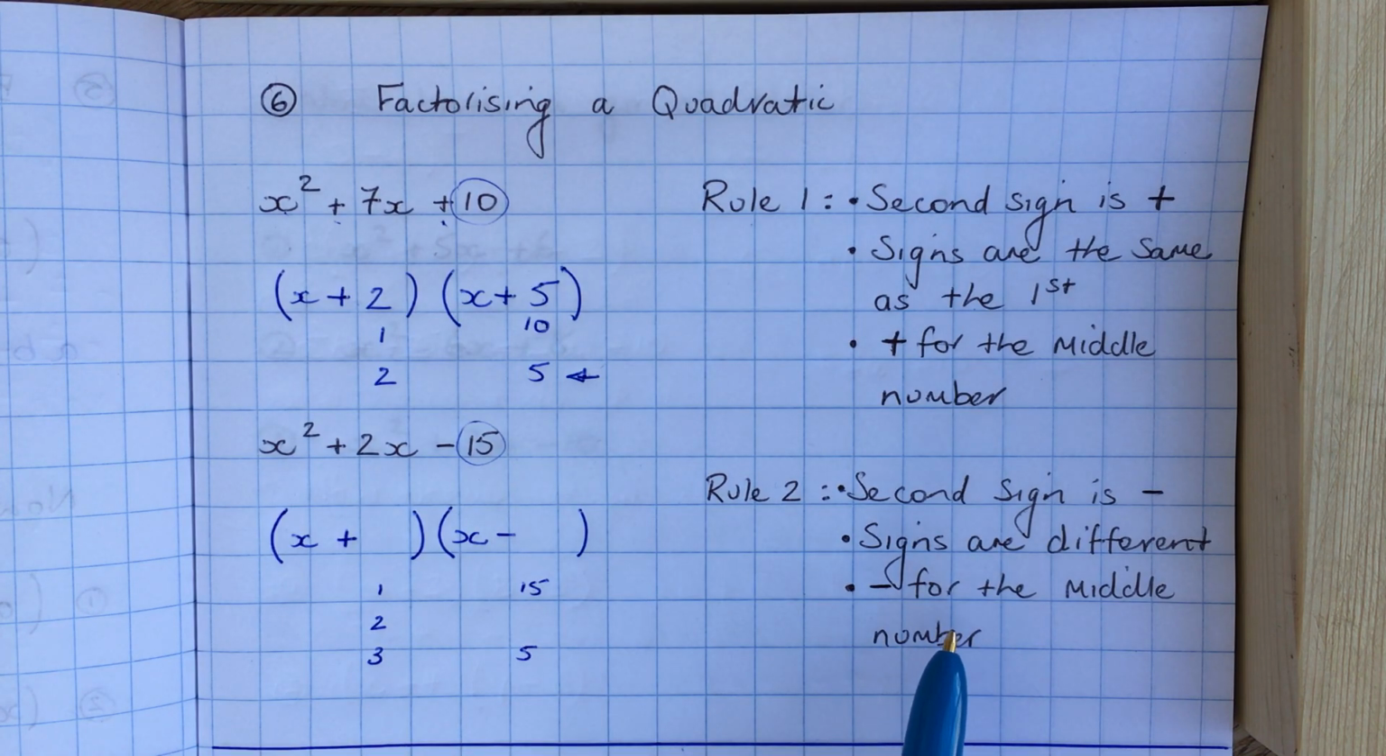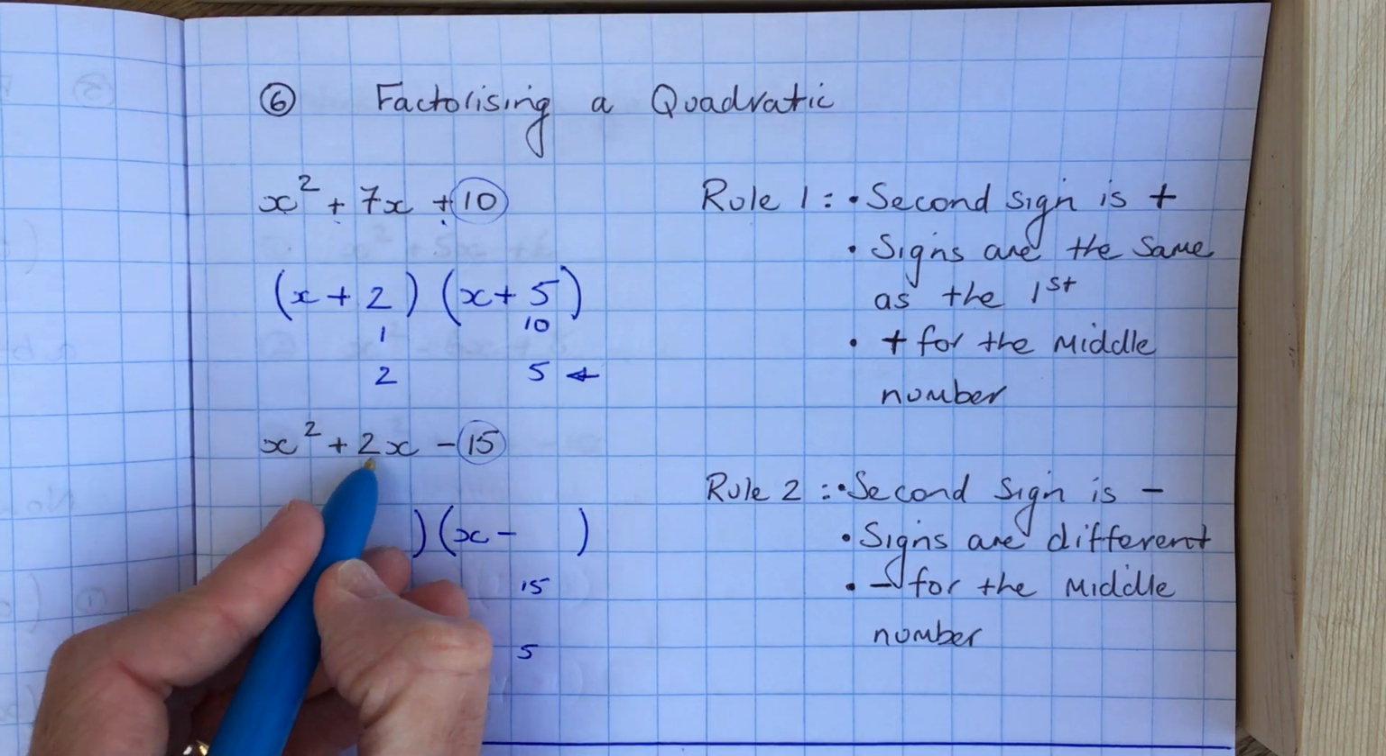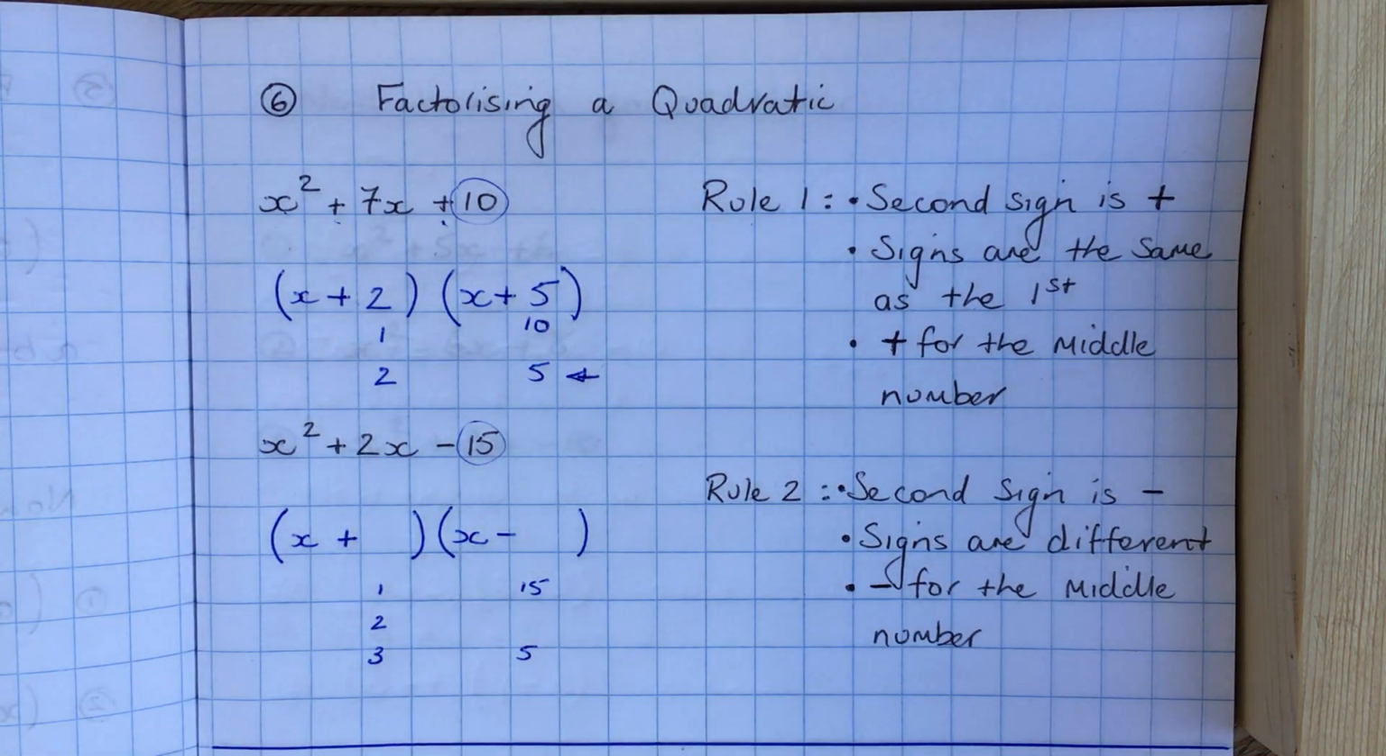Now again, we've got to choose which pair of numbers come up to our brackets. And we're using the last part of rule 2 here. You subtract from the middle number. The middle number we're looking for is positive 2. So which pair of numbers can we subtract and end up with positive 2? It's not 1 and 15, we can't make 2 from that, but we can make 2 from 3 and 5. However, we must be very careful.